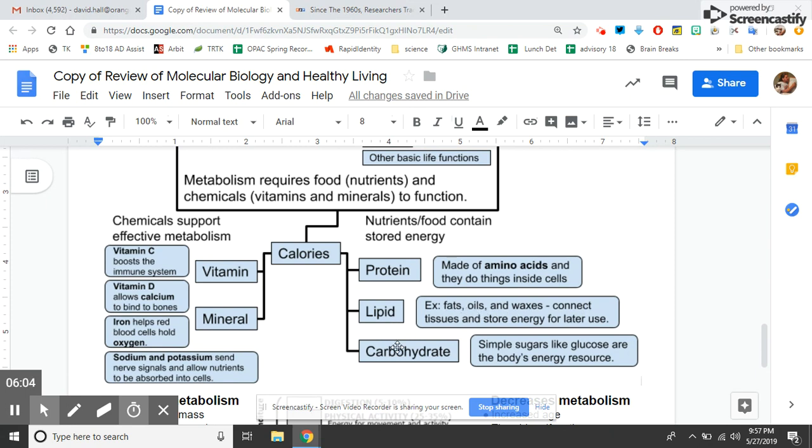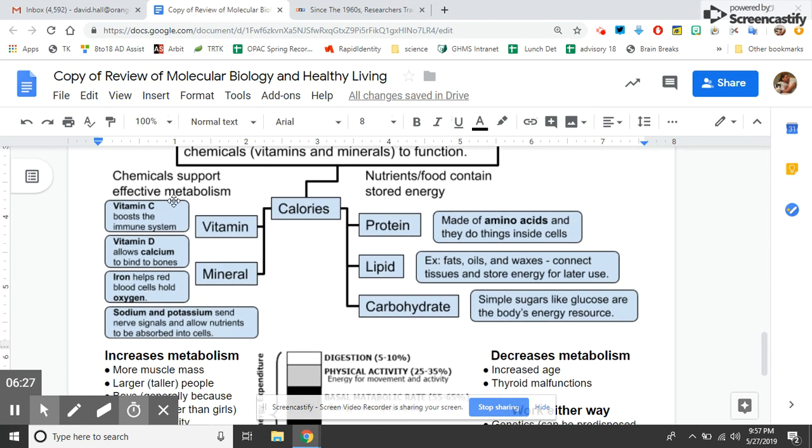Carbohydrates are simple sugars like glucose and are the body's energy source. So all three types are needed, regardless of any no-carb diet you hear about. Proteins, lipids, and carbohydrates are all necessary for metabolism to work properly. Now, these items on the left do not have calories, do not give energy, but they need to be in place to have an effective metabolism.